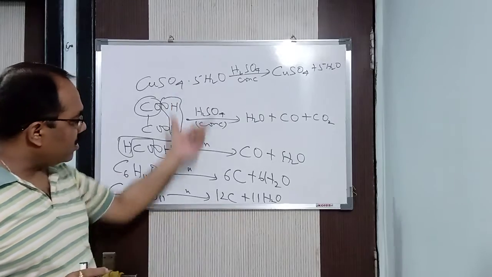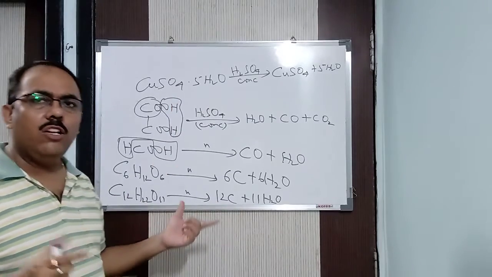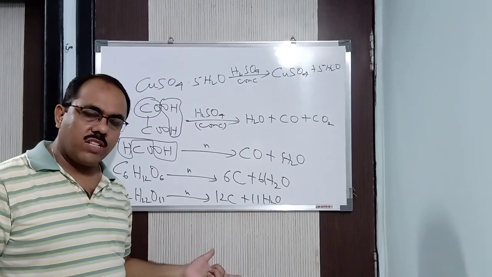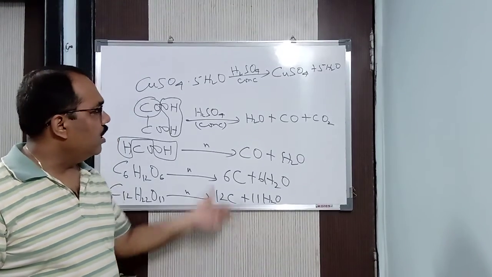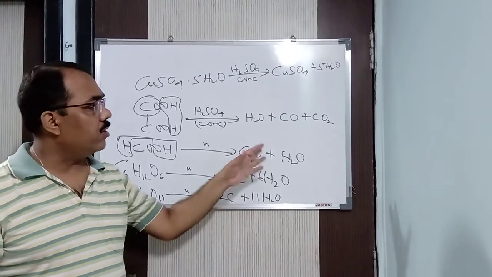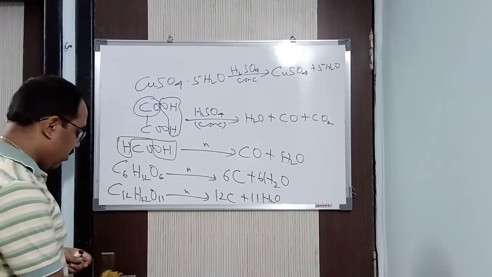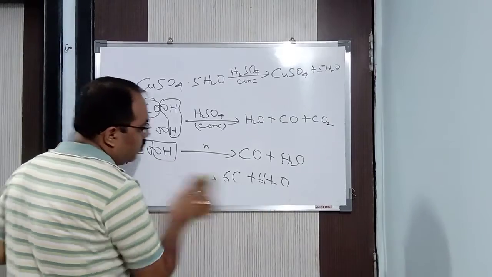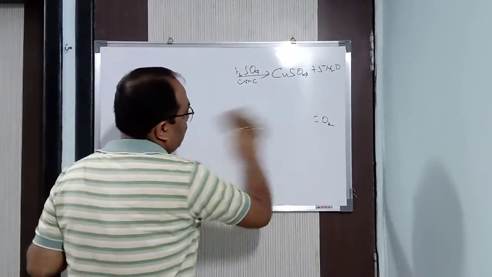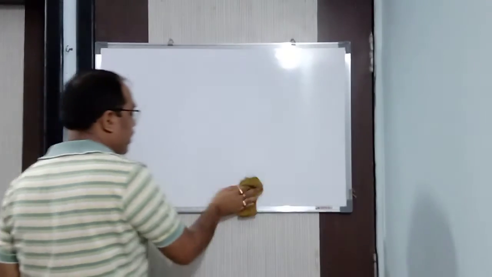You can do the same thing with cellulose also. You can take cellulose, C6H10O5, and carry out this experiment. In all these experiments you can see that sulfuric acid acts as a dehydrating agent. It helps in the removal of water. Now children, I'll ask you one question: what is the difference between a dehydrating agent and a drying agent?